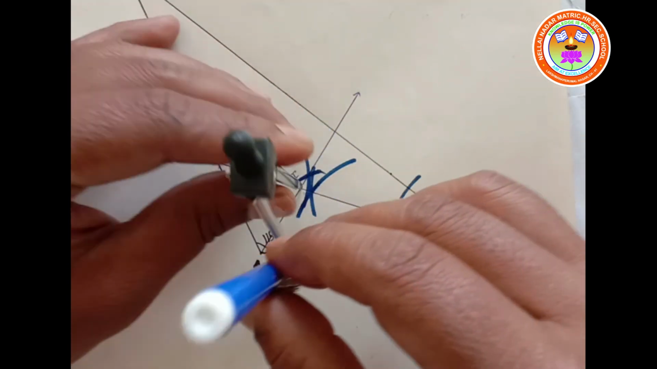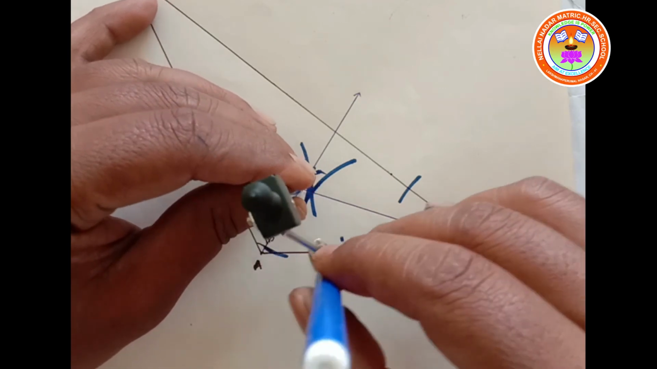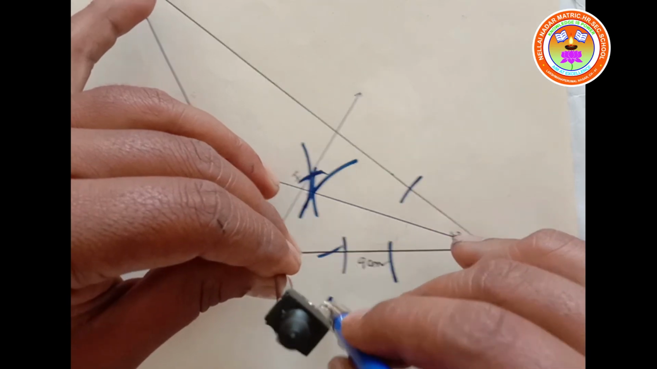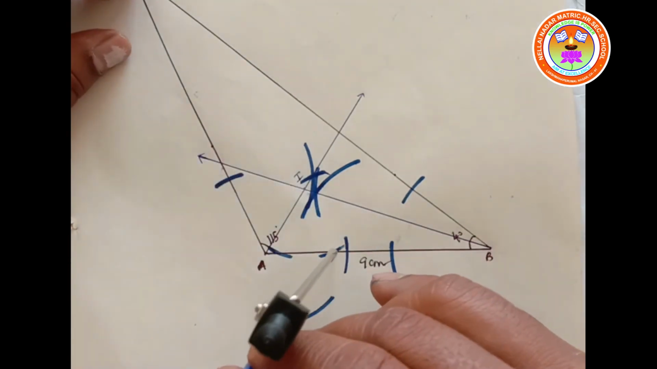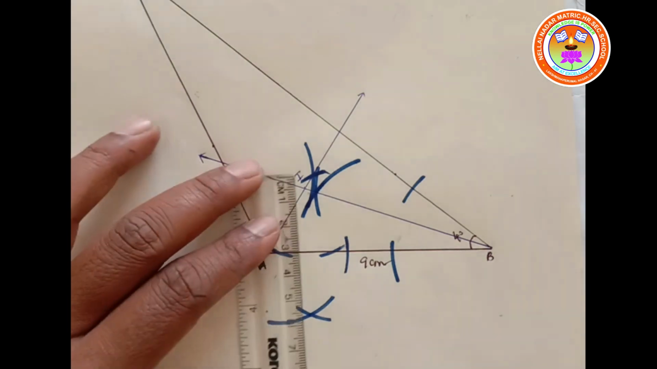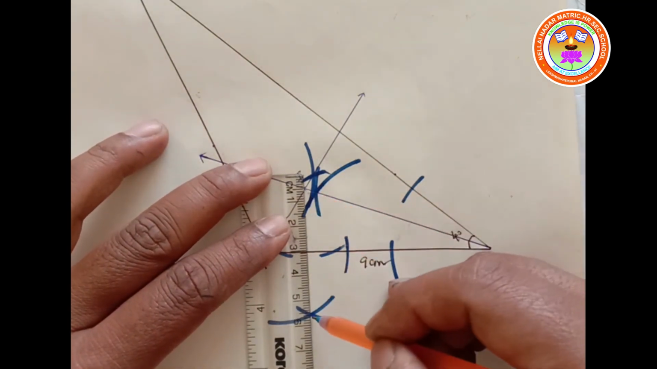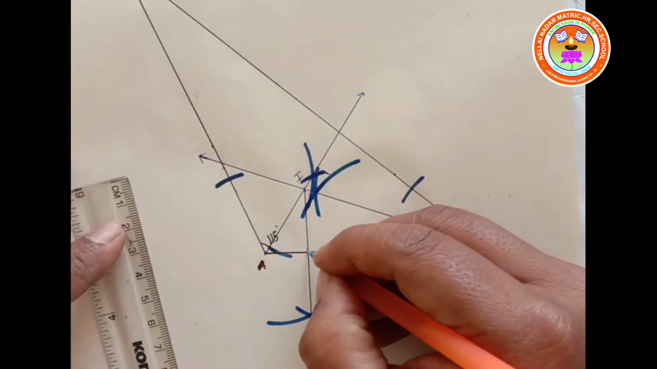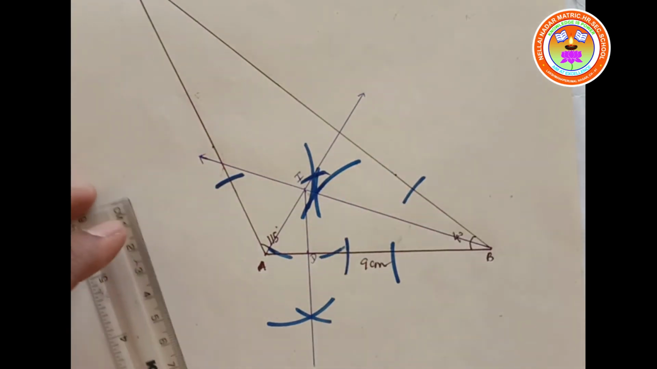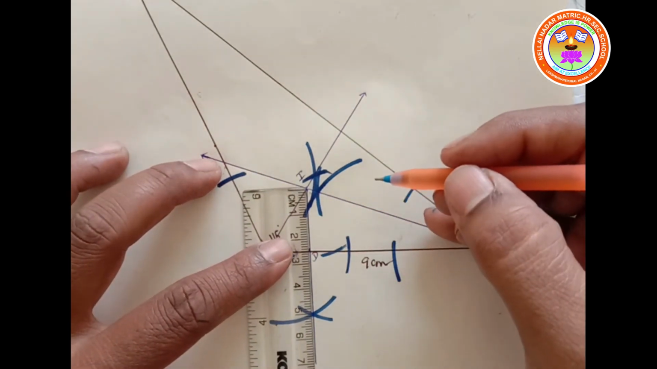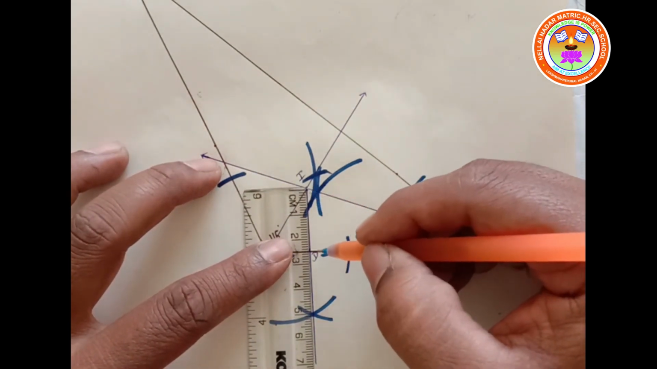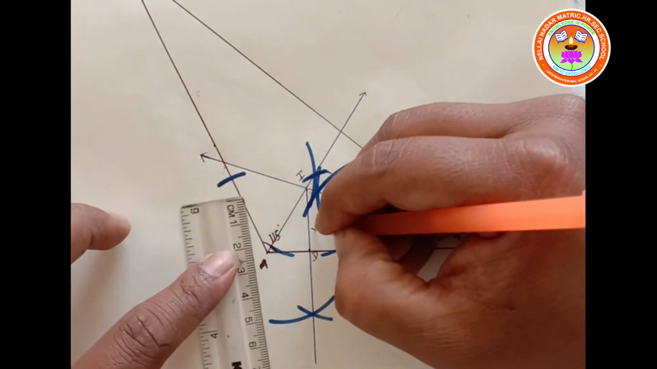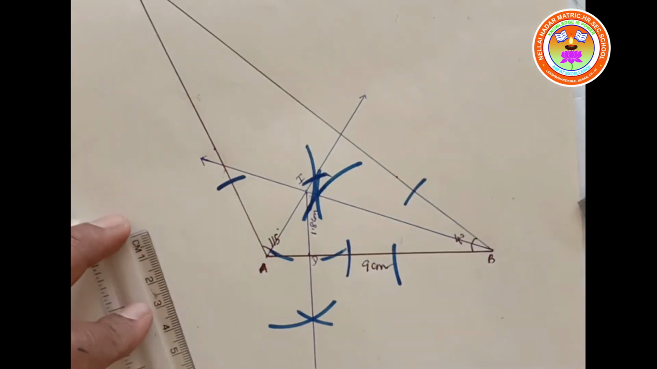So keep I as center. Take any radius. It should cut the line AB. Again from here, draw an arc. From here, draw another arc. From I to the intersecting point of the arc, draw a straight line. You consider this point as D. This is 1.8 centimeter. It's clear, children? 1.8 centimeter.